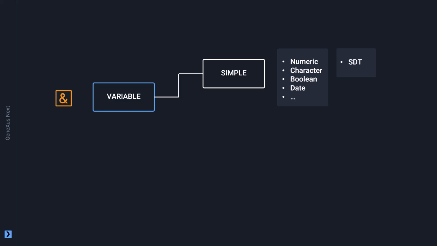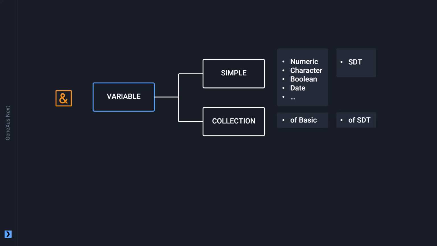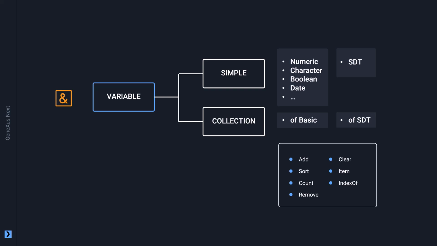In summary, simple variables are used to store a single value, while collection variables allow us to handle lists of data, both basic and structured, and apply methods to handle them. They are ideal for displaying dynamic data on screen without modifying the database.